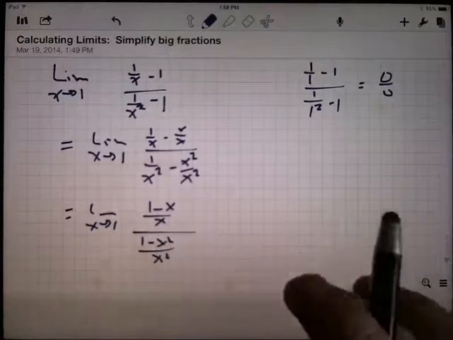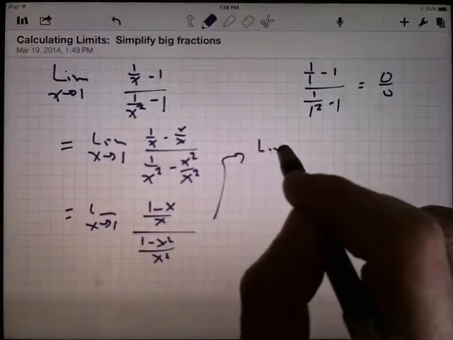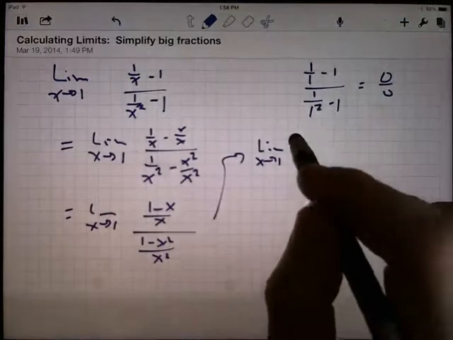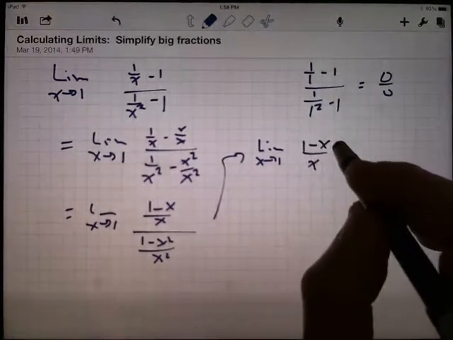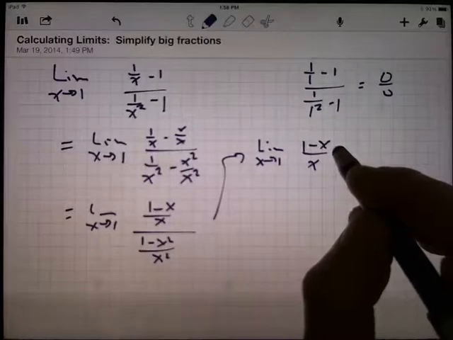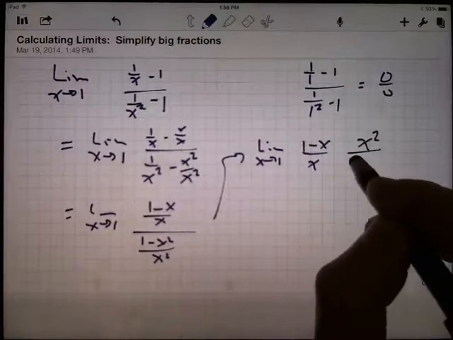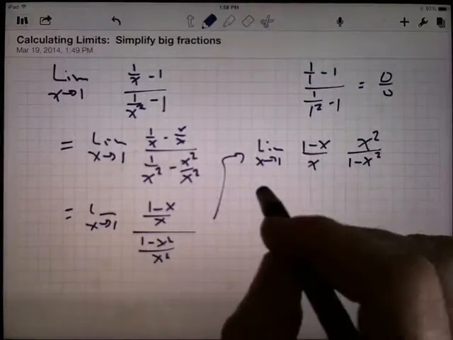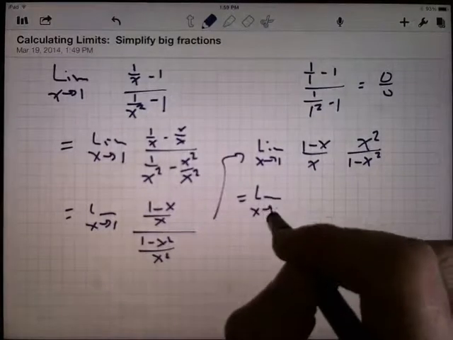Now, how do you divide two fractions? This is the limit as x goes to 1. You've got to flip the bottom one over and multiply, right? So I've got a 1 minus x over x, and I've got an x squared over 1 minus x squared. So that division is just this way. Now I'm down to two layers, right? This is now the limit as x goes to 1.